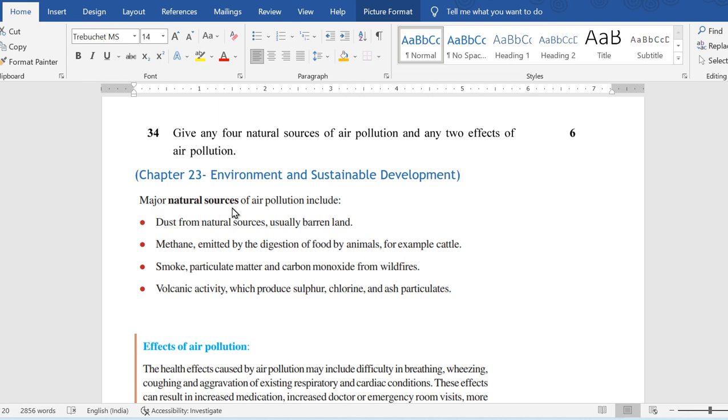The major natural sources of air pollution are dust from natural sources, usually barren land; methane, which is emitted by the digestion of food by animals, for example cattle; smoke, particulate matter and carbon monoxide from wildfires; and volcanic activity, which produces sulfur, chlorine and ash particles. These are some of the sources of air pollution due to natural sources.